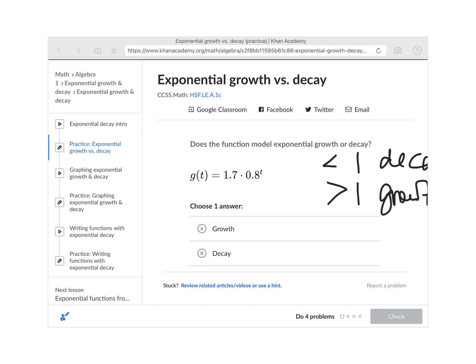So if that is less than 1, you're going to have decay. If it's more than 1, you're going to have growth. So in this case, it's 0.8. So that shows that you have a decay on that one. I thought I could click through these, but it's not letting me. So let me do that on my other page.